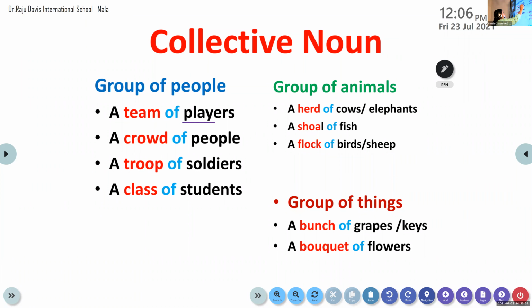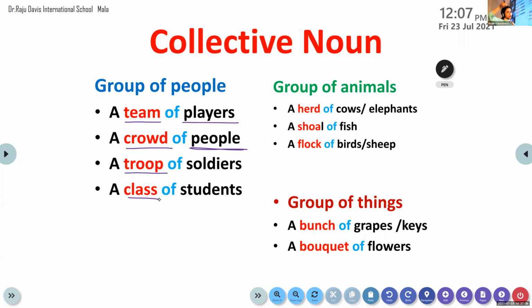For a group of players, the collective noun is team. Okay. For a group of people, the collective noun is crowd. For soldiers, it's troop. For students, we use class. Class of students. Yes, for a group of students, the collective noun is class. Okay, so all of you, please do revise this very well. These are very, very important.